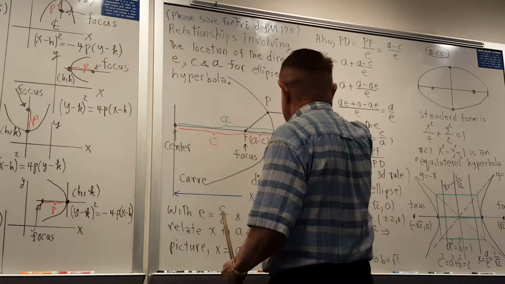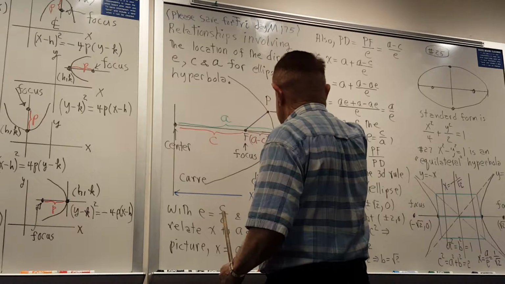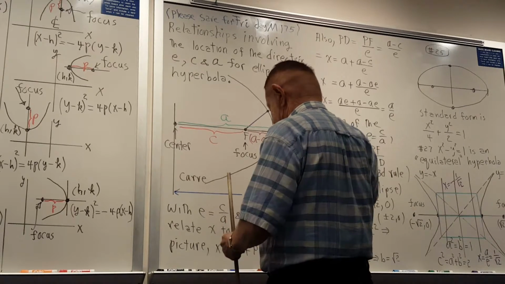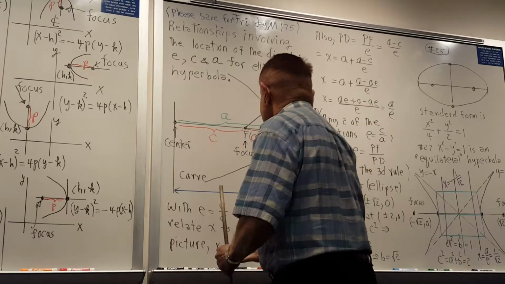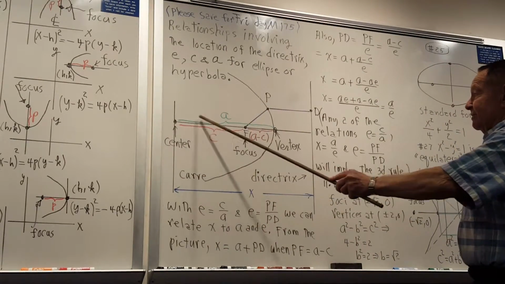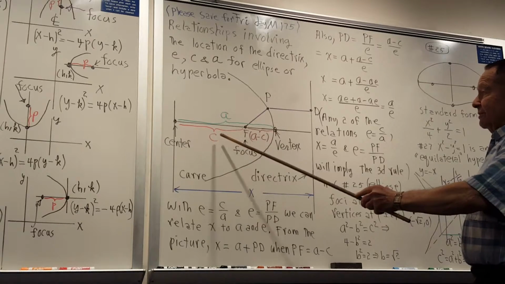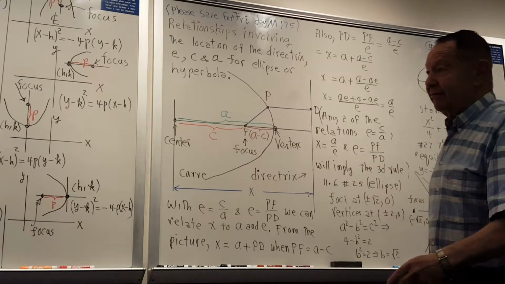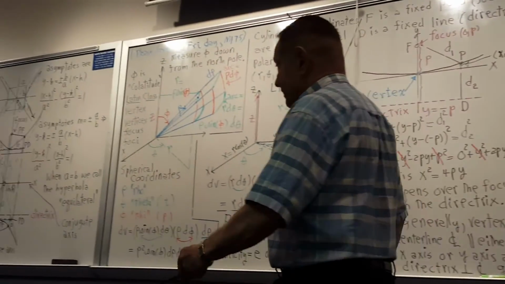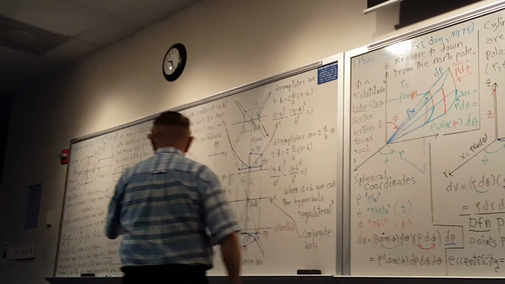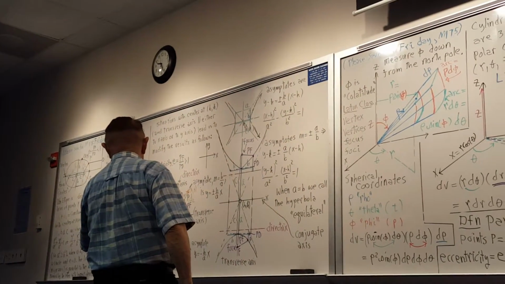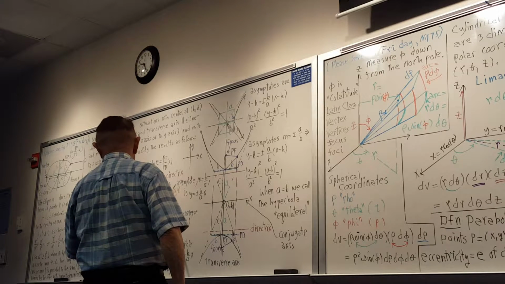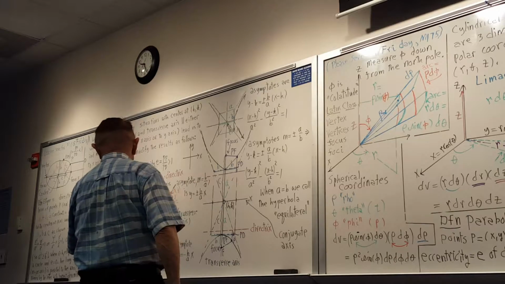So I have center and then the distance A out to the vertex, which you remember would be there. And I have a distance C from the center to the focus. When you have an ellipse, the C is less than the A. When you have a hyperbola, as you see here, the A is from the center to here, the green, and the C is over to a focus that's out here, so then the C is greater than A.